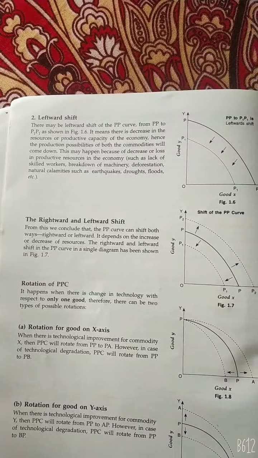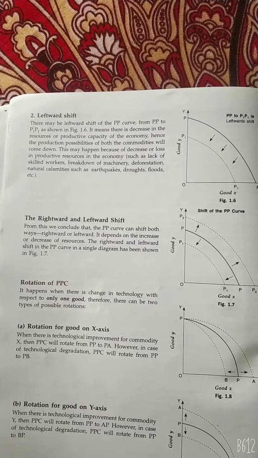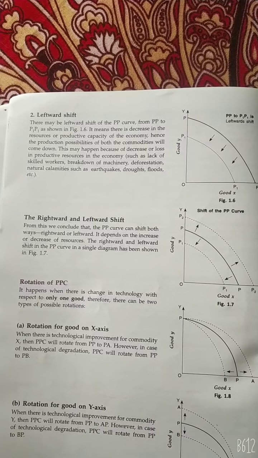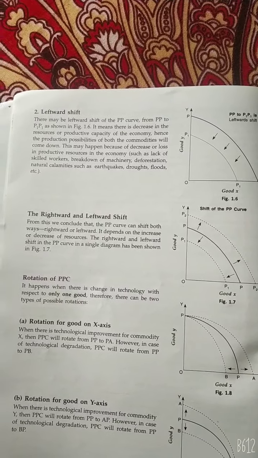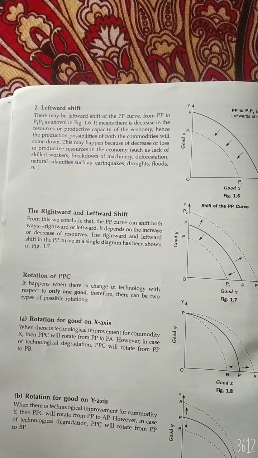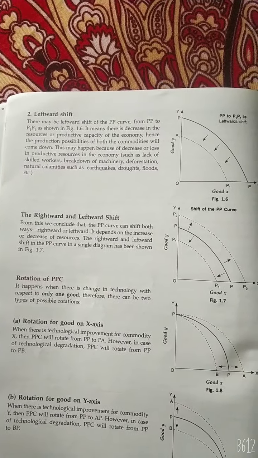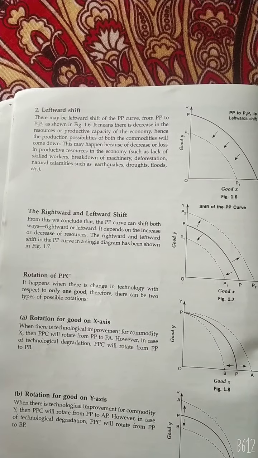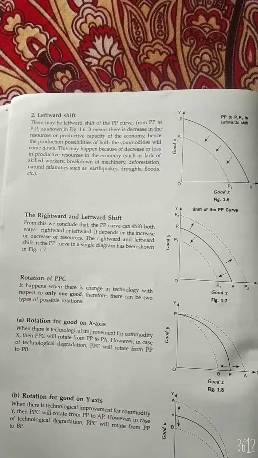And then rotation of a PPC curve. It happens when there is a change in technology with respect to only one good. Therefore, there can be two types of possible rotation. A rotation from the good on the x-axis: when there is technology improvement of commodity X, then PP will rotate from PP to PA. However, in case of technology degradation, PP will rotate from PP to PB.